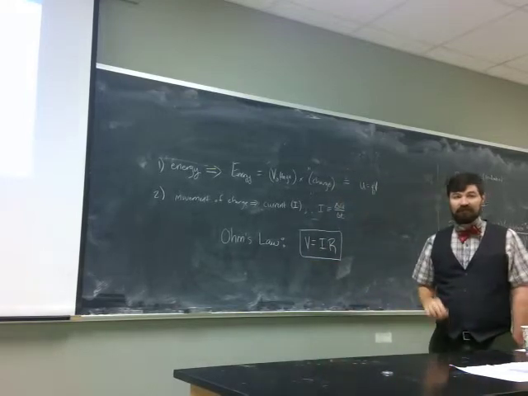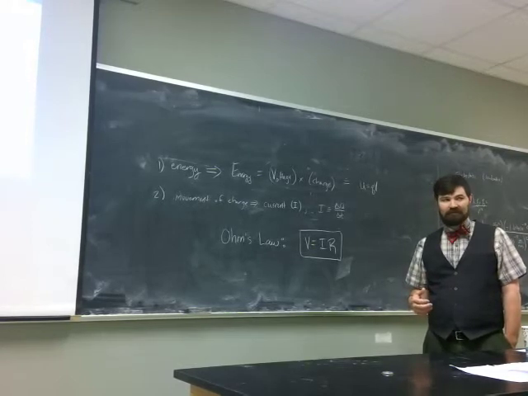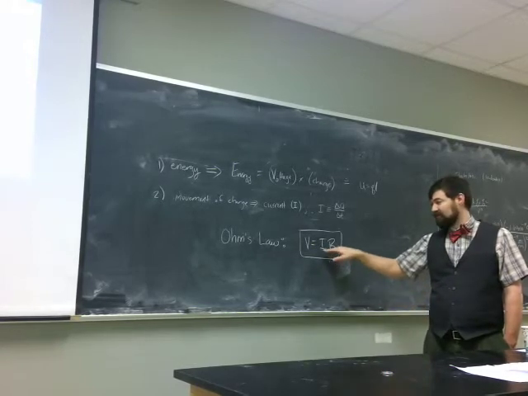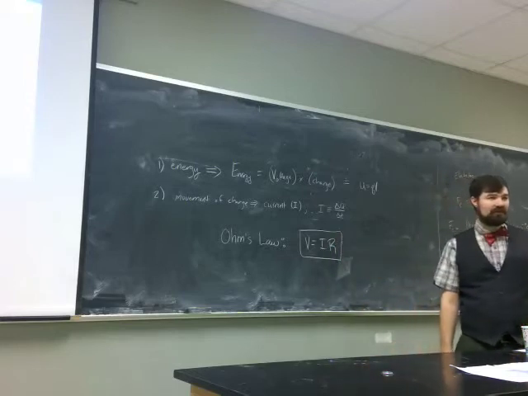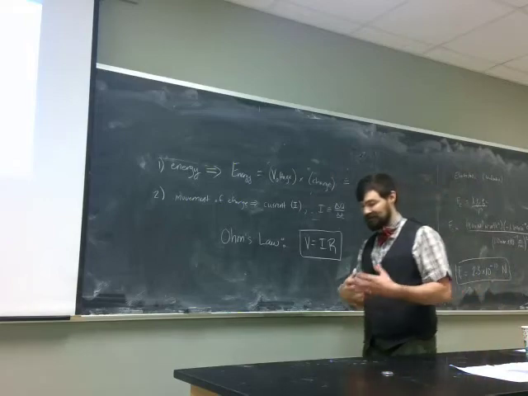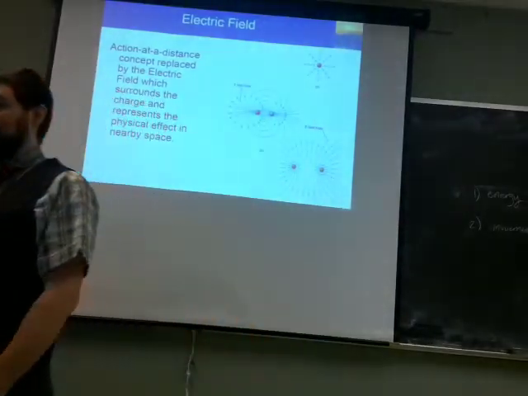Ohm's law says that the voltage drop across an element in a circuit is equal to the current through the element times the resistance of the element. The resistance is resistance to current flow. And I think we'll stop there.